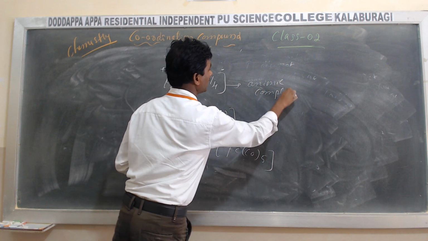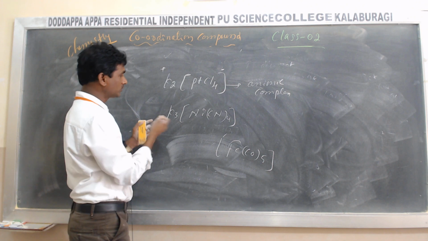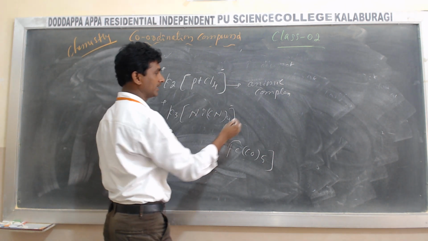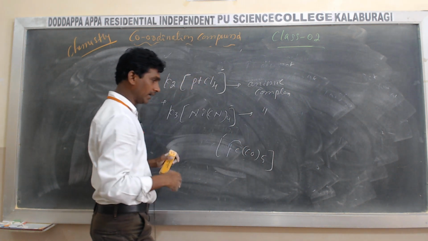Simple method. Next here, which is the counter ion? Yes, K plus is the counter ion. The square bracket has a negative charge, so it is also an anionic complex.